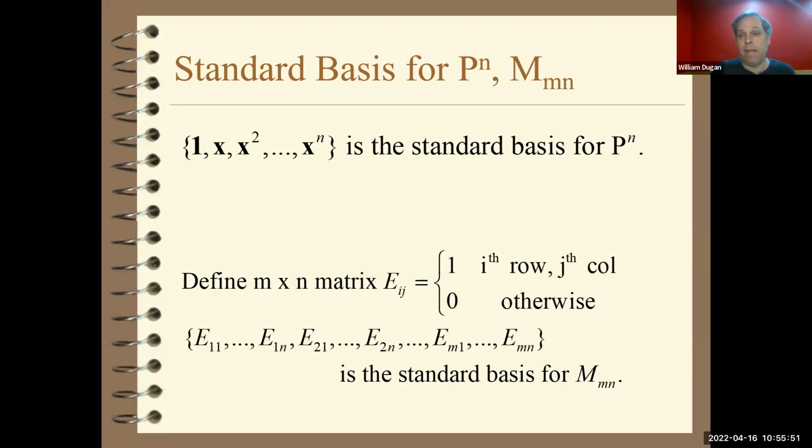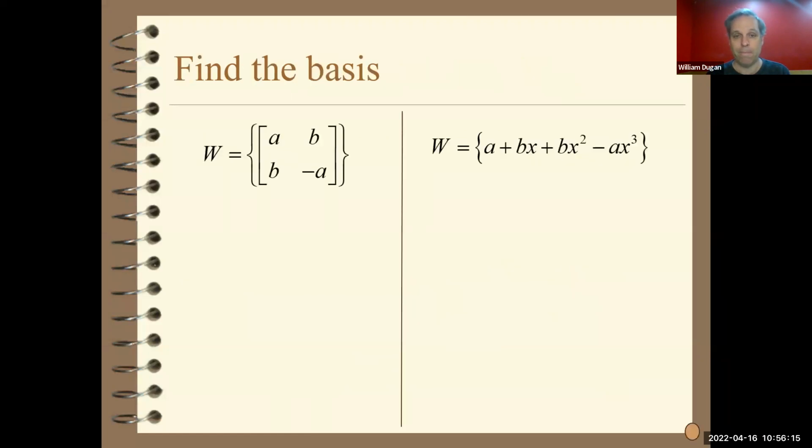And then the matrices E sub ij, where the ijth entry of the matrix is 1 and everywhere else it's 0. Those m times n matrices are the standard basis for the set of matrices that are size m by n. And again, I already showed that these matrices are independent, and it's incredibly obvious to show that they span the space. So they're a basis for that vector space.